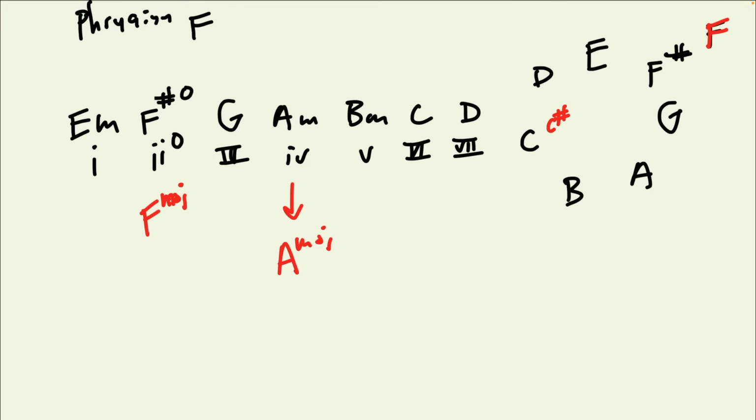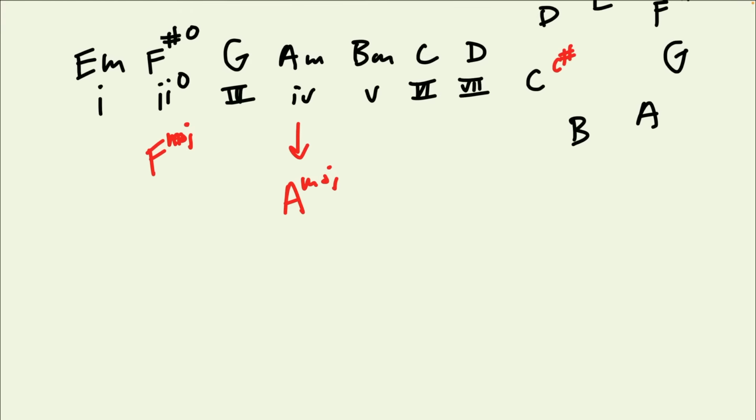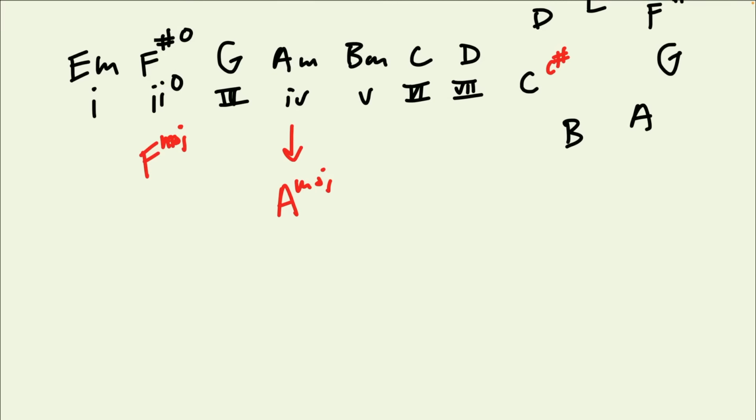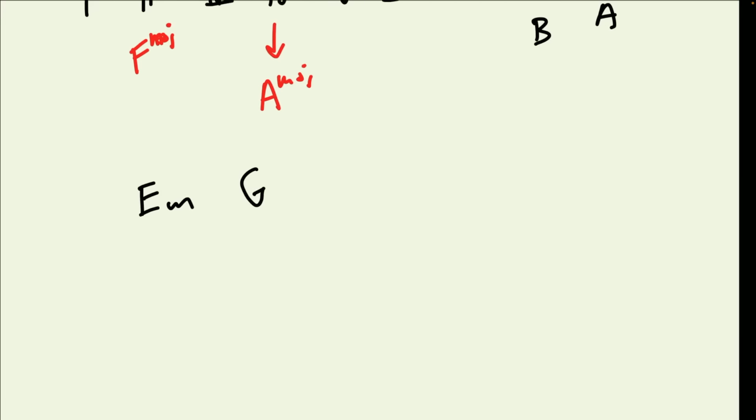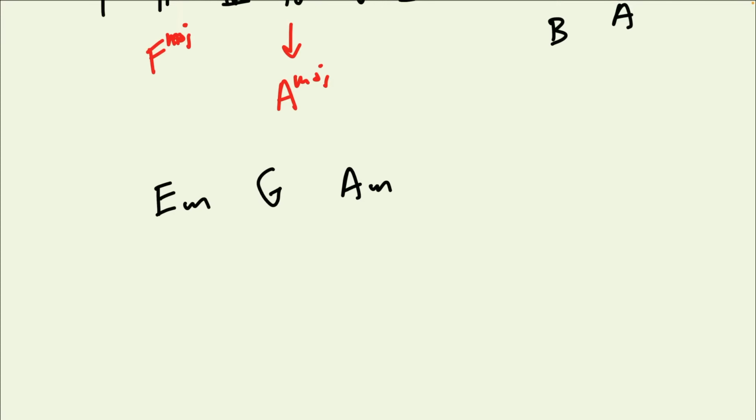So let's write some chord progressions and see if we can write some chord progressions that just feel good in a minor key. Something like E minor, G. Let's see, what do we want to do? Let's do E minor, G, A minor, and B minor, right? This is a pretty straightforward chord progression.